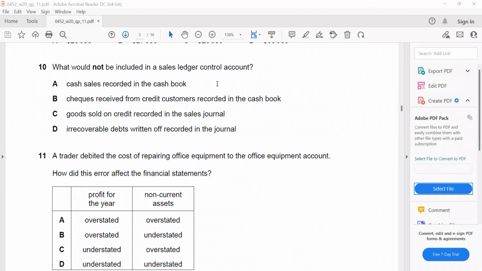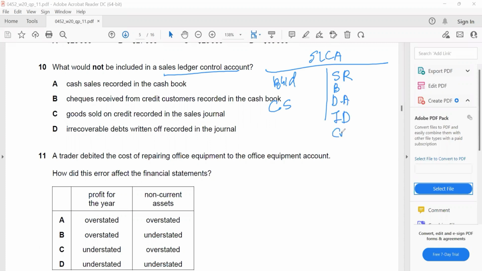Okay. Question 10. What will not be included in the sales ledger control account? So just go through the simple sales ledger control account. Balance brought down, credit sales, sales return, bank, discount allowed, irrecoverable debt, contra entry, balance carried down. This is standard items. Cash sales recorded, this one will not be recorded in the sales ledger control account. This is referred to the credit sales.